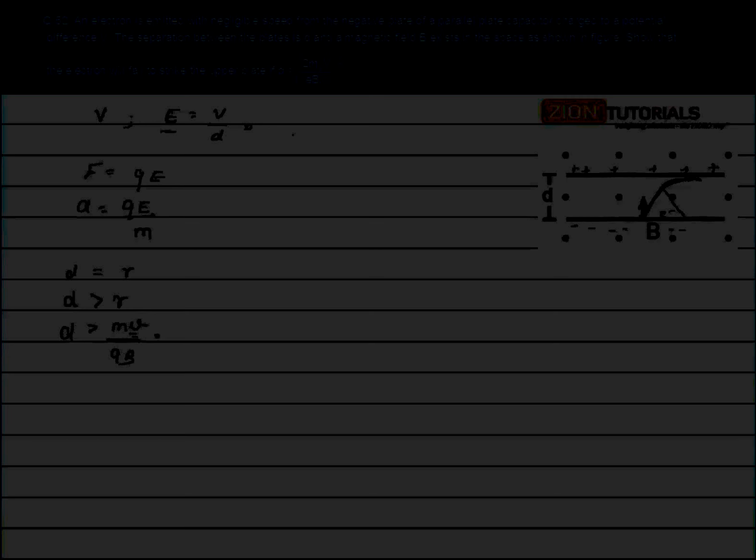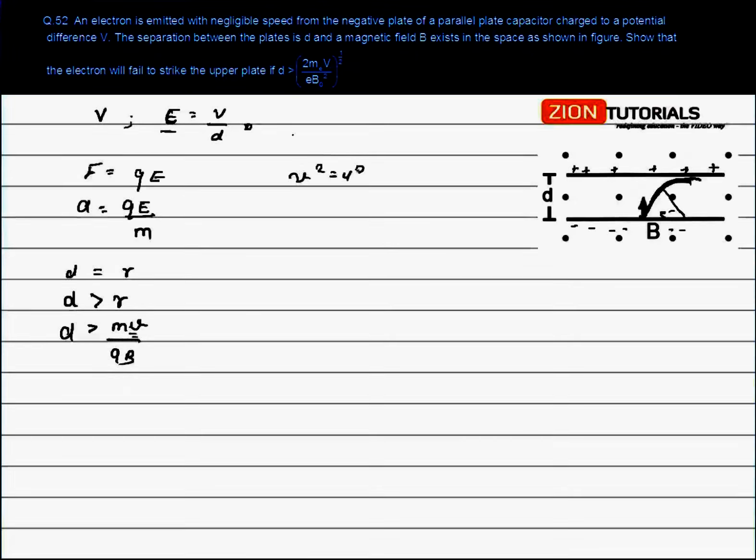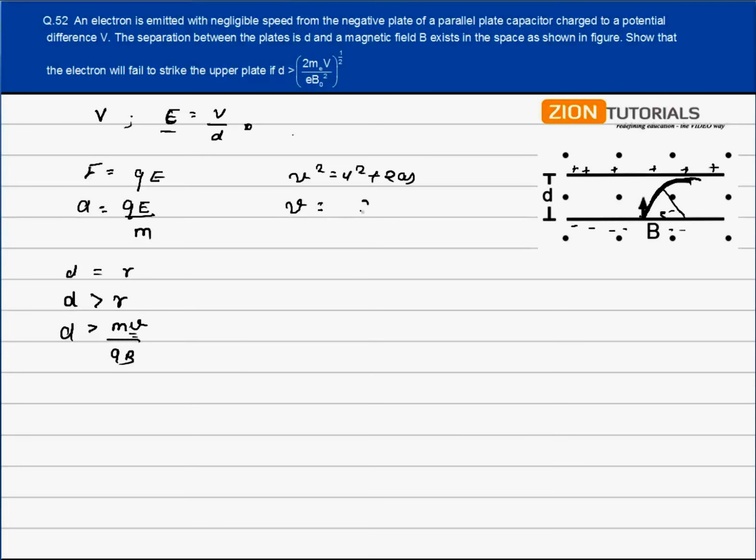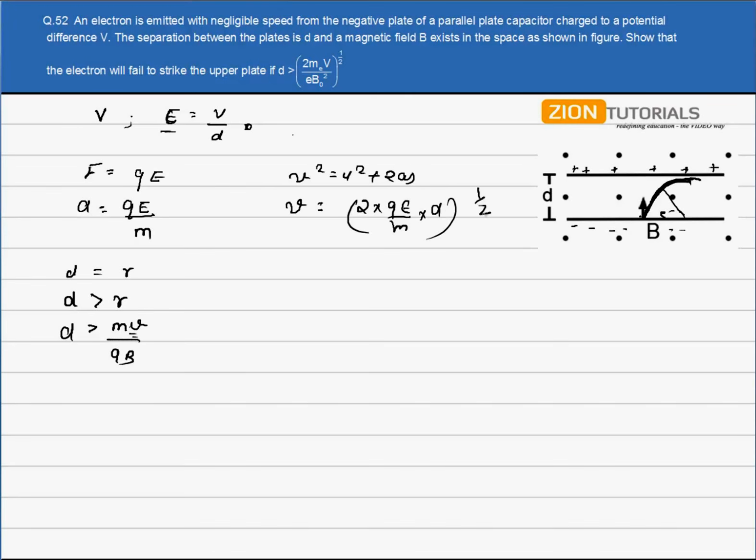This velocity will be the velocity of the electron during its motion. Fine. Now we know that v squared is equal to u squared plus 2as. Initial velocity is 0. I substitute the value. v comes out to be 2 times qE by m into d, to the power 1 by 2. This is the velocity with which it will reach the upper plate. Now if this is my velocity, then the radius will be m by qB into 2 times qE by m into d, to the power 1 by 2.